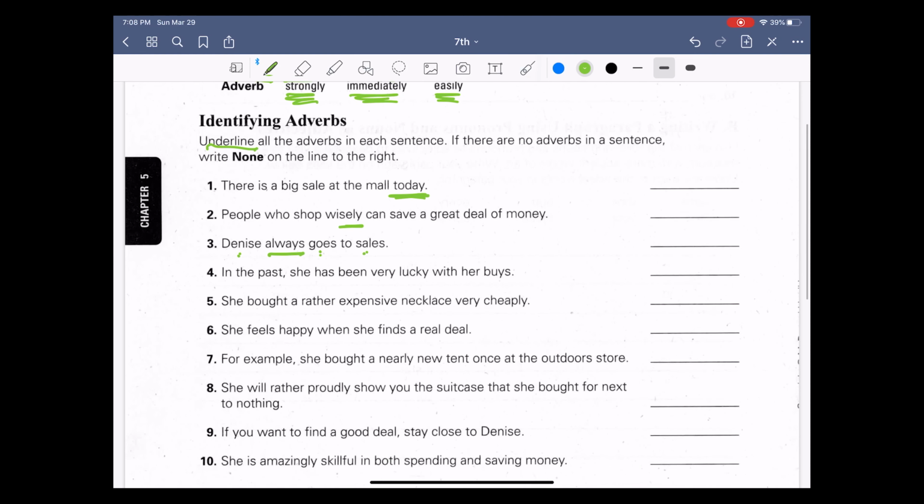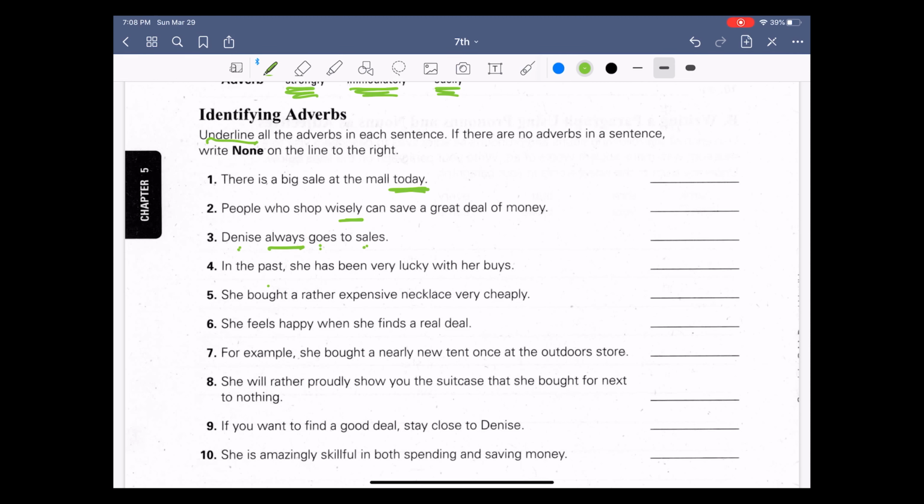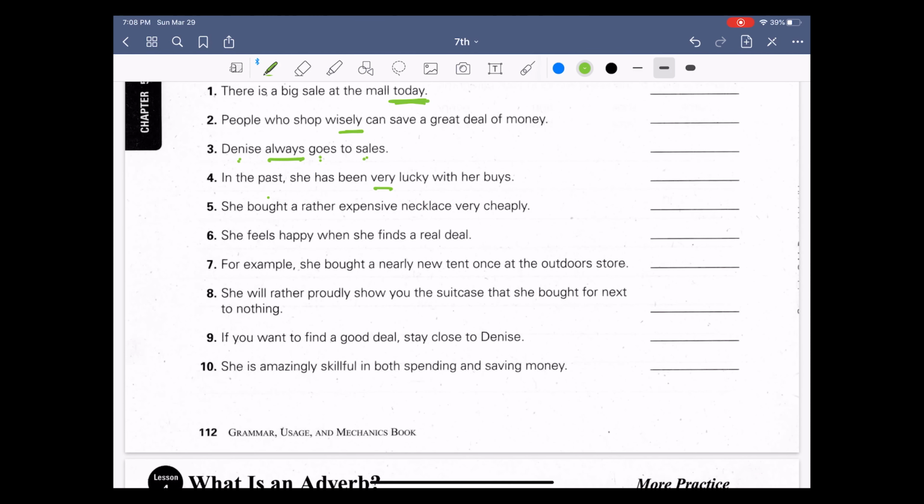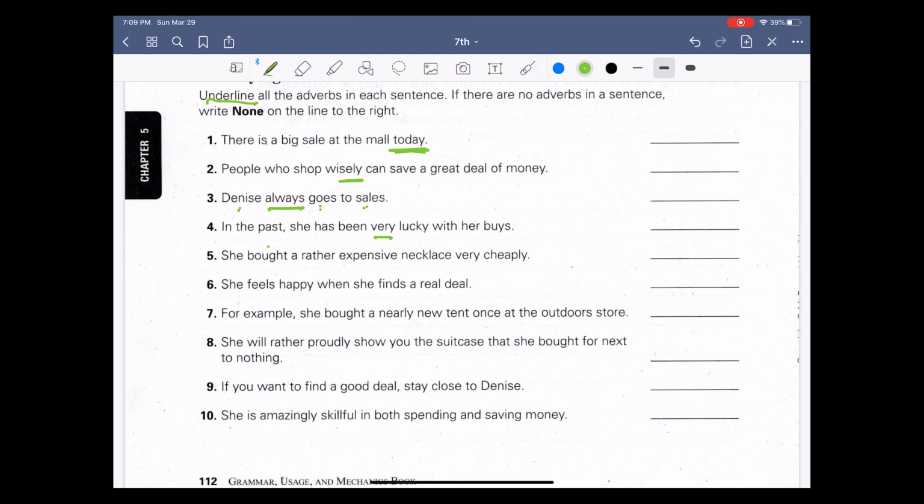Always. Number 4, in the past, she has been very lucky with her buys. She has been very lucky. She has been lucky, and to what extent? Very. That's your adverb. Number 5, she bought a rather expensive necklace very cheaply. So here in number 5, you have 2 different adverbs. She bought an expensive necklace. Expensive is telling you about necklace, but to what extent? Rather. So rather is your adverb, and very and cheaply.